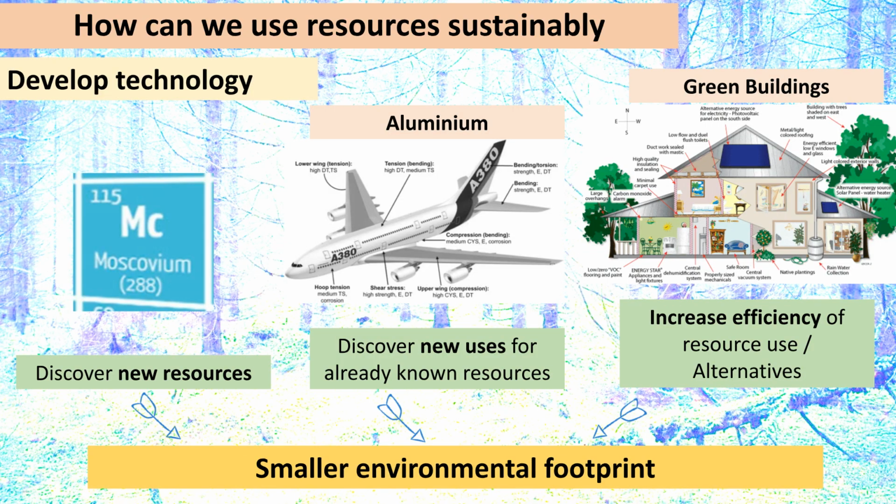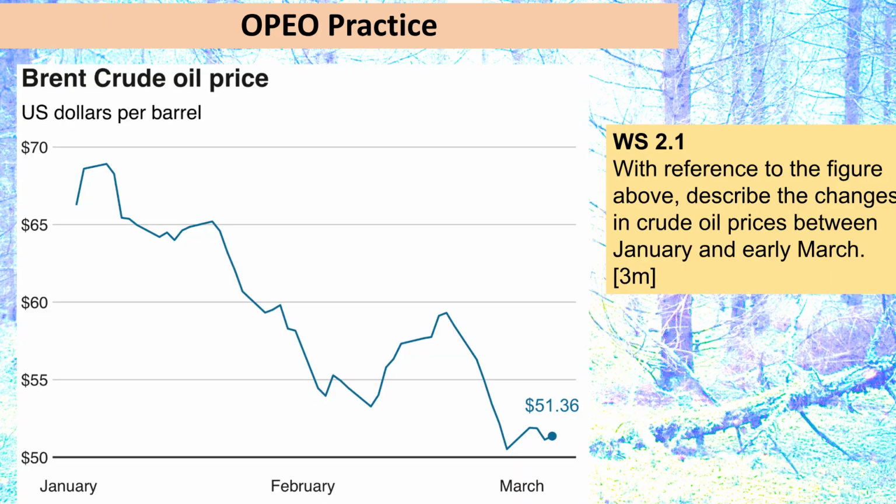We can also use resources sustainably by developing technology to increase efficiency, discover new resources, and find new uses for known resources, such as in green buildings or through recycling materials like aluminum. Refer to the provided materials to describe the changes in crude oil prices between January and early March.